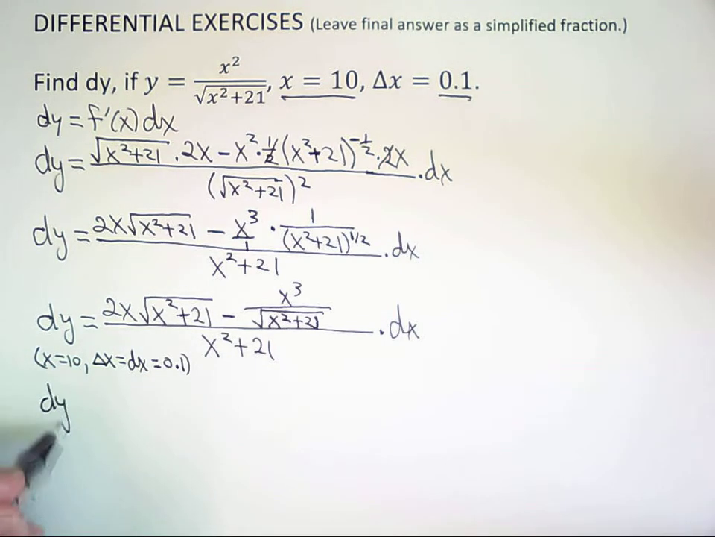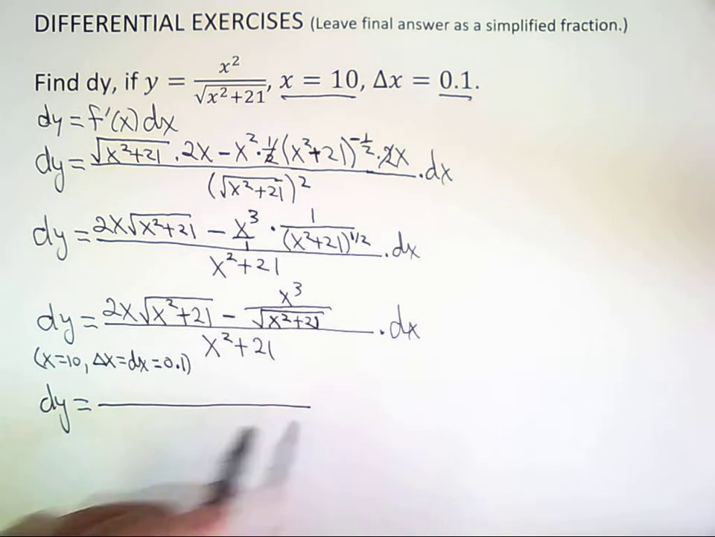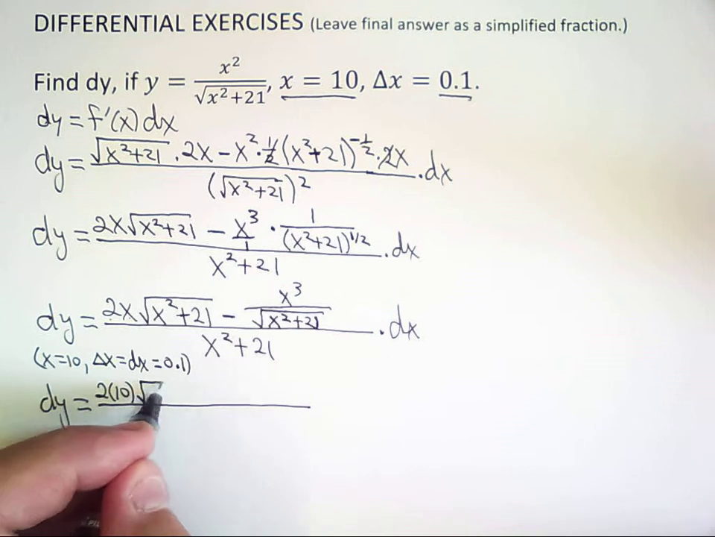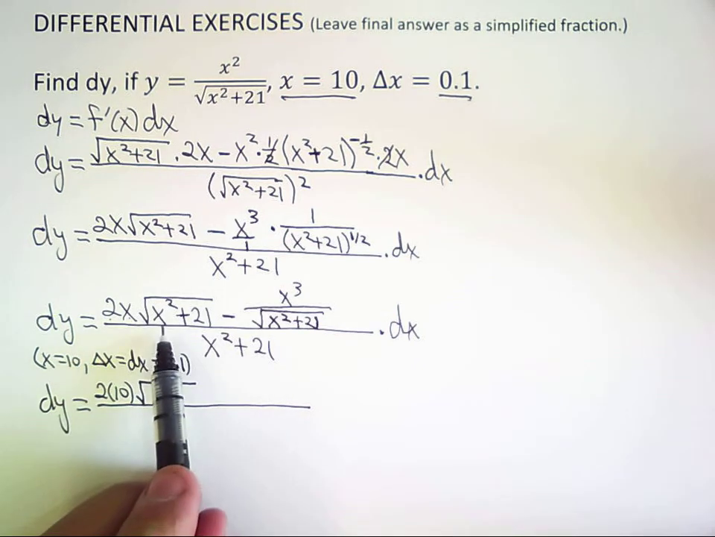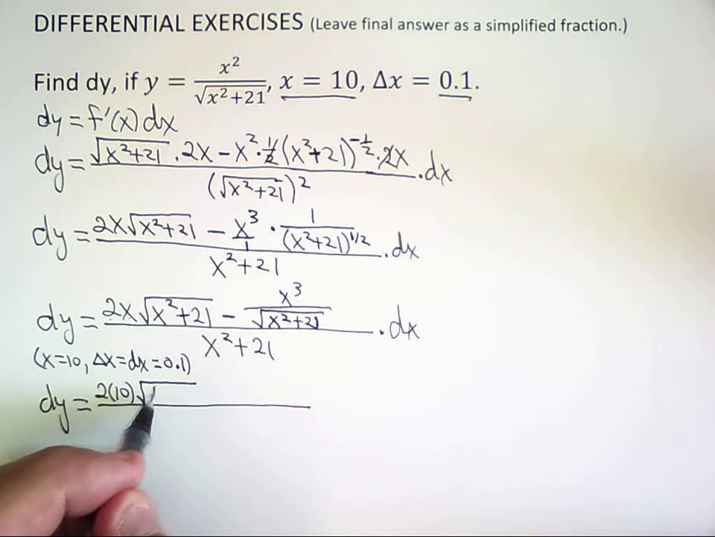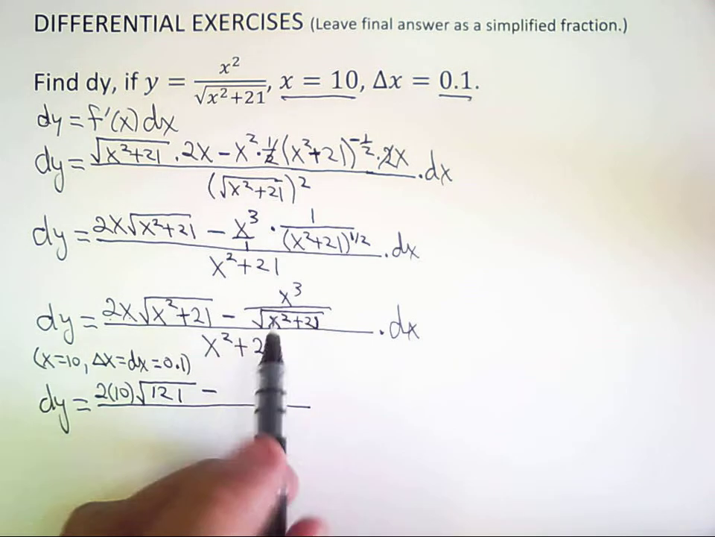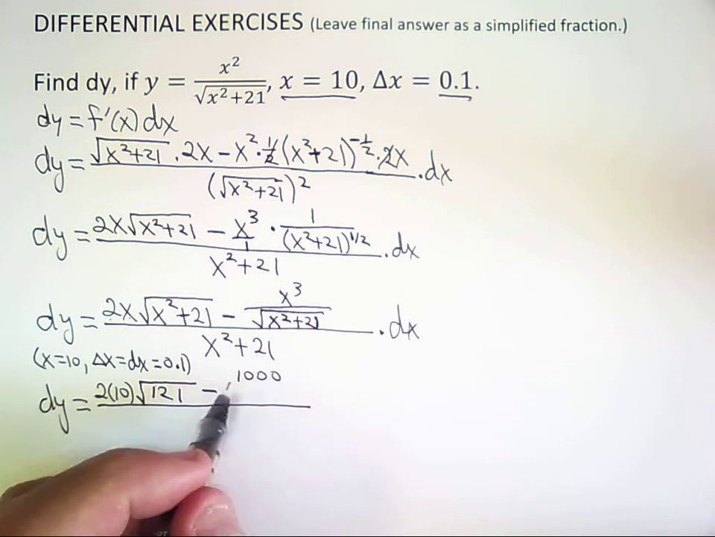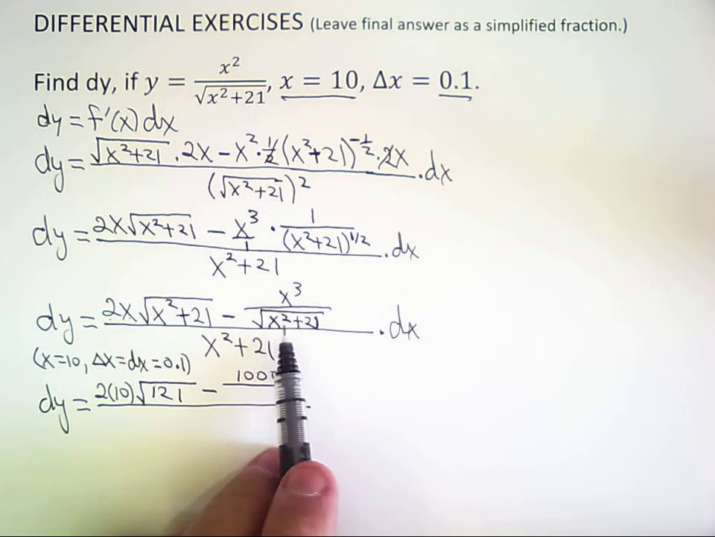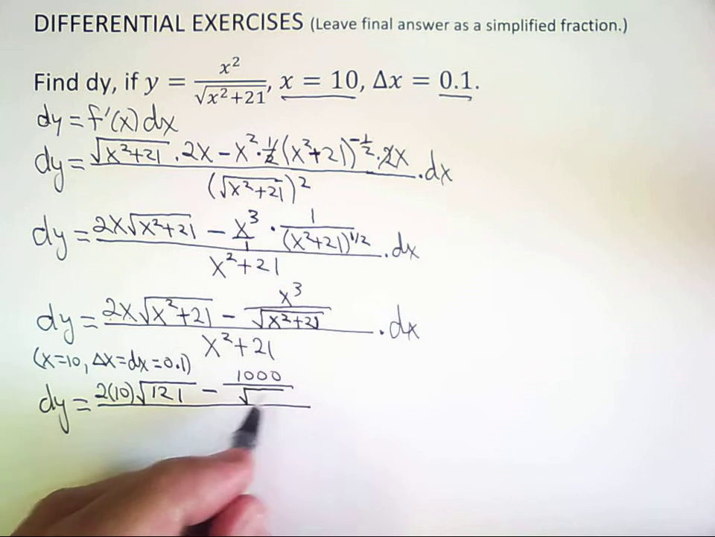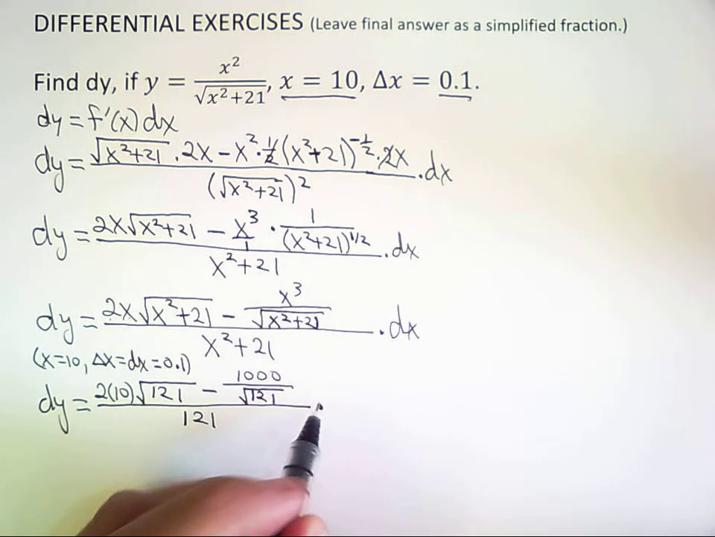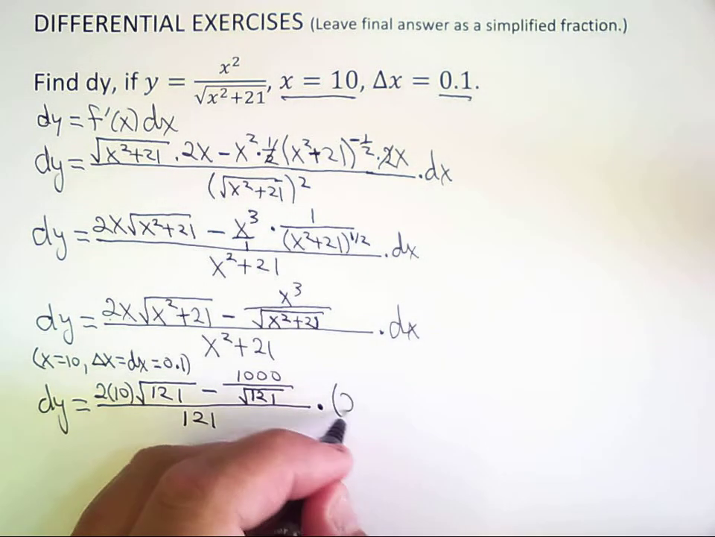I get dy is equal to 2 times 10 times the square root. Now let's do a little of this in our head. 10 squared is 100, and 100 plus 21 is 121. Minus 10 cubed is 1,000, 10 times 10 times 10. Over, and again, 10 squared is 100 plus 21 is 121. So the square root of 121. And that's 10 squared plus 21, again 121. Multiplied by dx, which is 0.1.